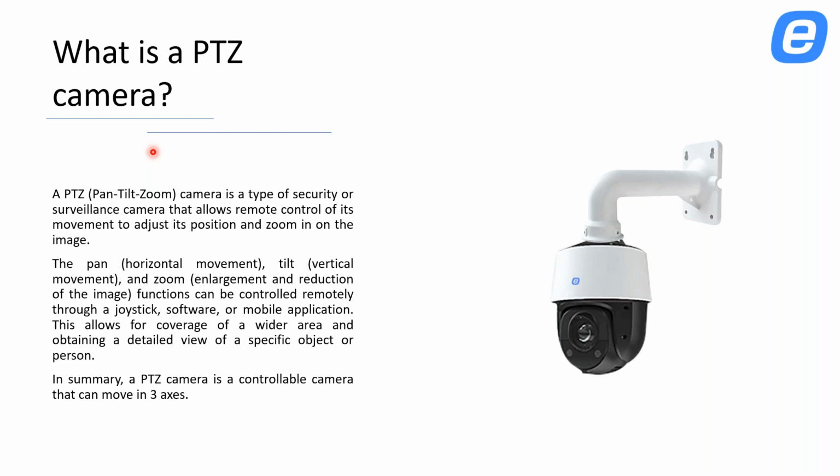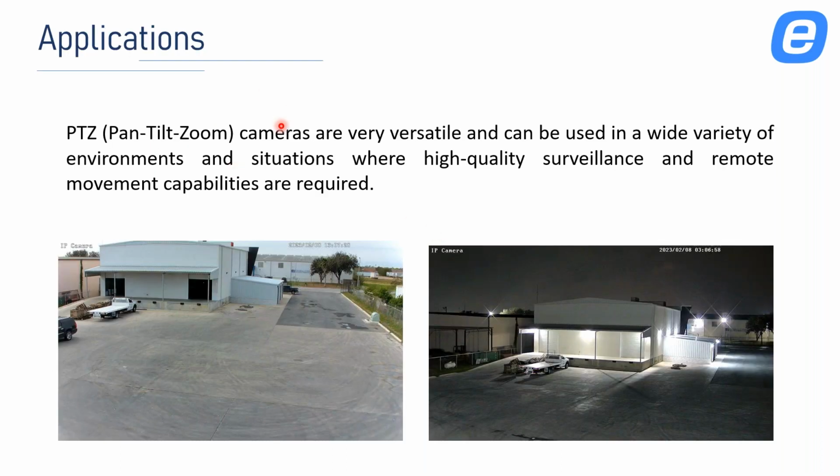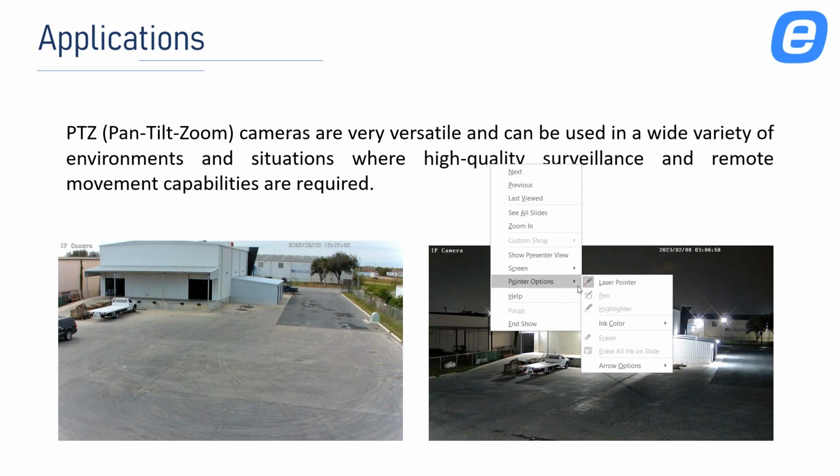These functions can be controlled remotely through a joystick, a software, or your app. This allows for coverage of a wider area and obtaining a detailed view of a specific object, person, or car. The PTZ cameras are very versatile and can be used in a wide variety of environments. Right here, it can be seen used in a warehouse.